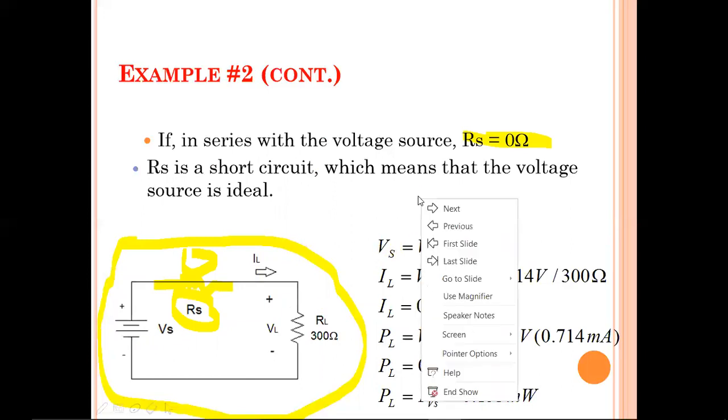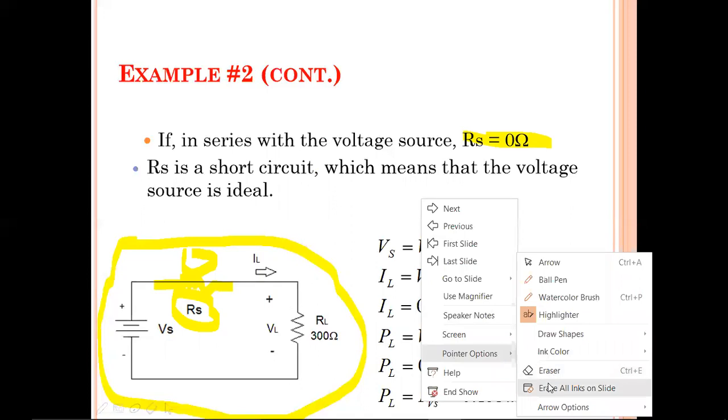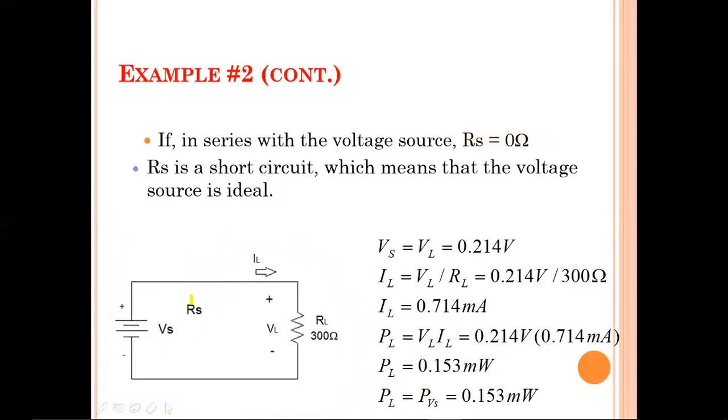Let me remove this. The same voltage appears because, in series with the voltage source, RS equals 0 ohms. There is a resistance like this, and its value is 0 ohms. What is the value of the resistance? 0 ohms. RS is a short circuit, which means the voltage source is ideal.